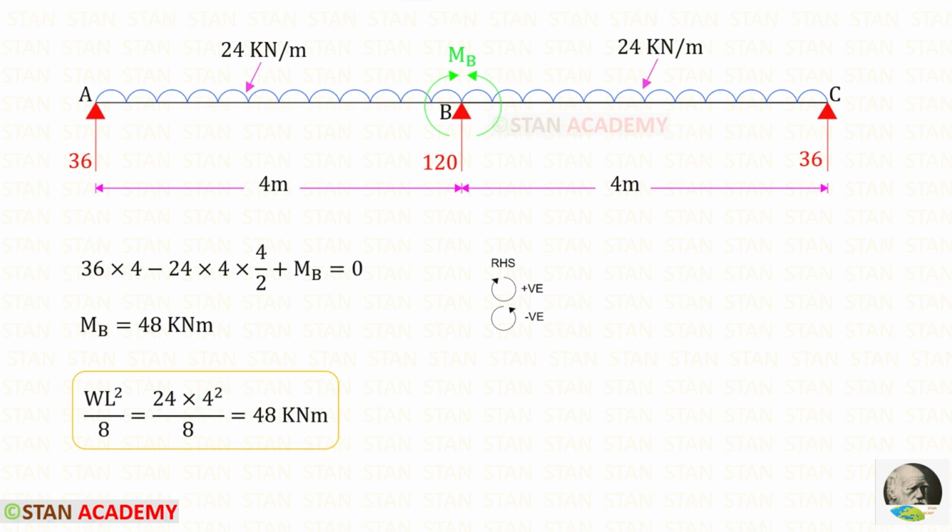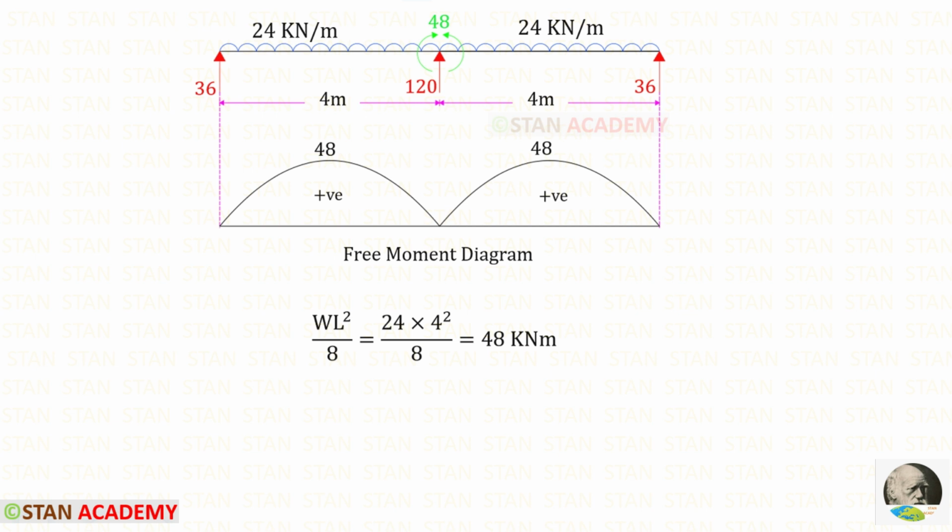In this way also we can find MB. Now we are going to draw the bending moment diagram by superposition method. For that, first we have to draw the free moment diagram. We have to assume that every span is a separate simply supported beam.